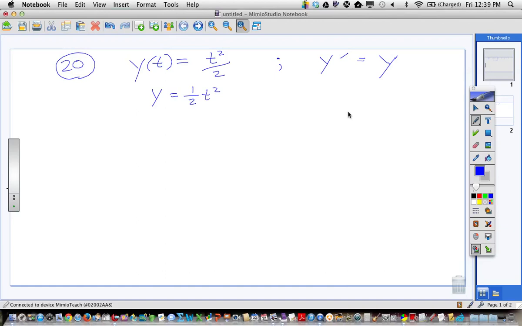Somebody in the other class, Josh Lilly, he said, well, I just thought of it this way. He said, I just thought, well, y is equal to this, and y prime is equal to, and then he did the derivative, right? Bring down the 2, and you get what? T.